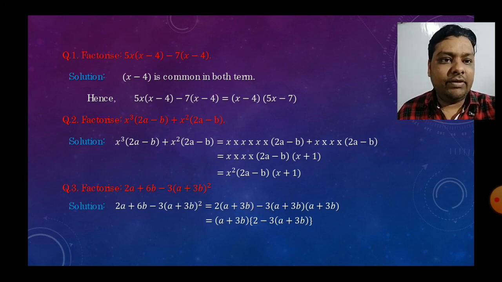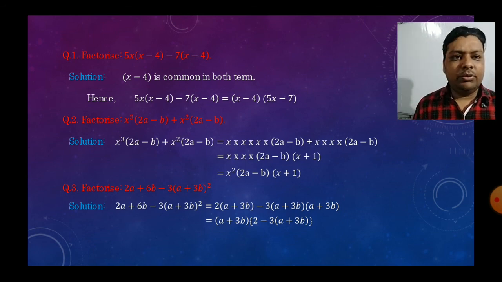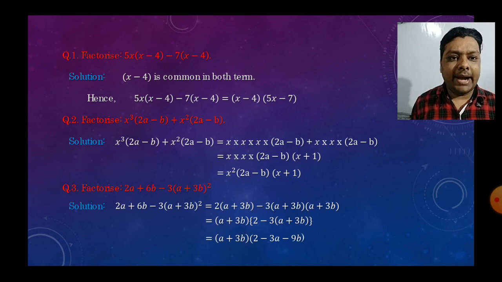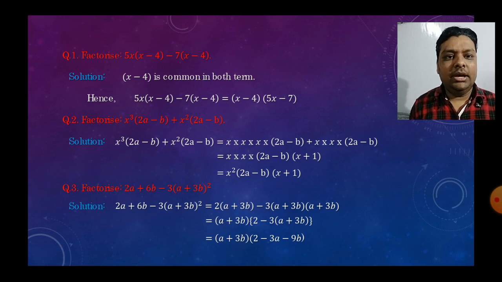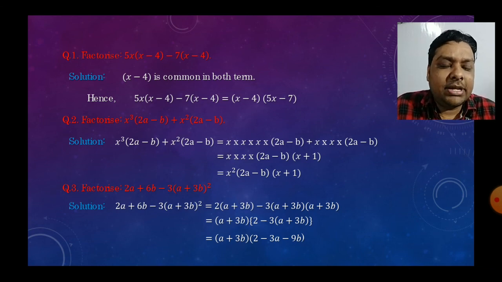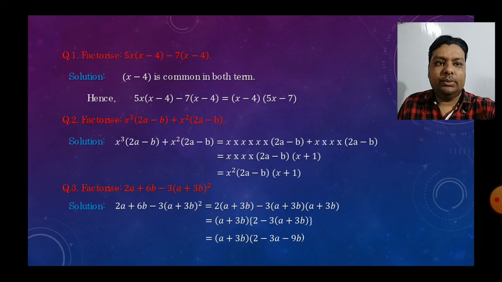Okay students. Now we will multiply 3 with a plus 3b and remove the small bracket. Then we will get 2 minus 3a minus 9b, because the sign will change when the bracket opens, since the minus sign is outside. So we can write (a plus 3b) and under bracket (2 minus 3a minus 9b) is the factor of this expression. Okay students, so I hope that you all have understood. So like this we can factorize. Okay students.